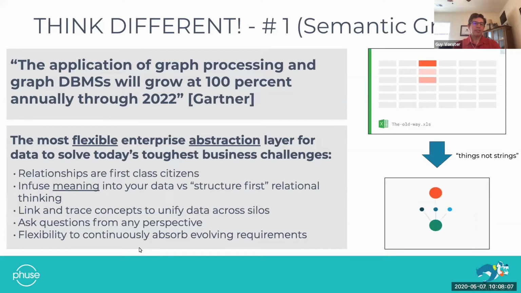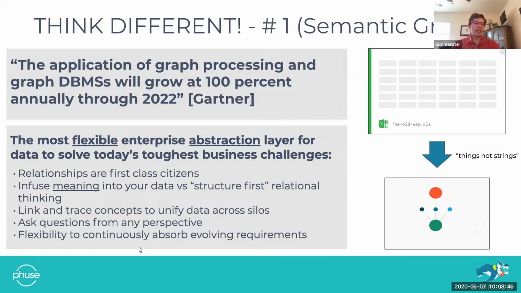This is primarily because graph is the most flexible enterprise abstraction layer for data on the planet today that helps us solve really tough problems. And so the question is, why is that? Well, that's because in the world of semantic graphs, relationships now become what we think of as first-class citizens, as important as the entities themselves that we care about. This is also where we can start infusing meaning into our data, as opposed to the structure-first approach that we typically leverage when we're using relational architectures in general.